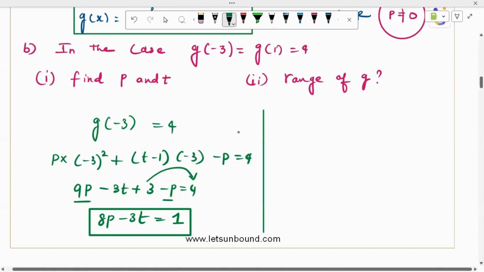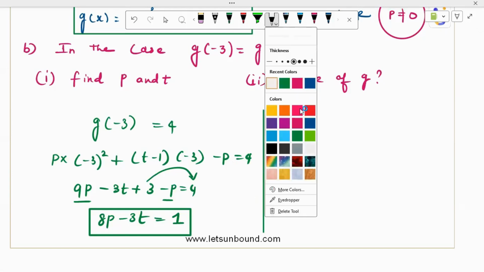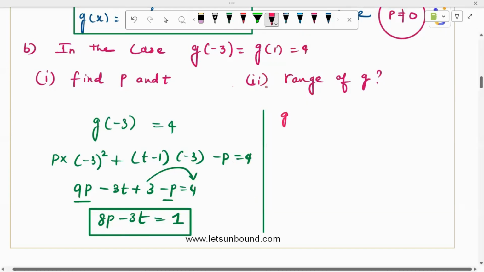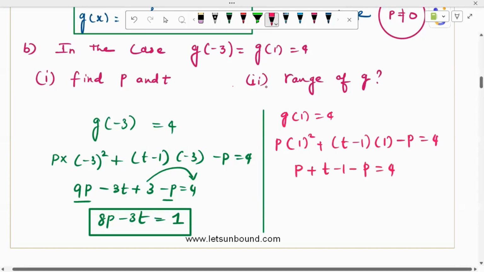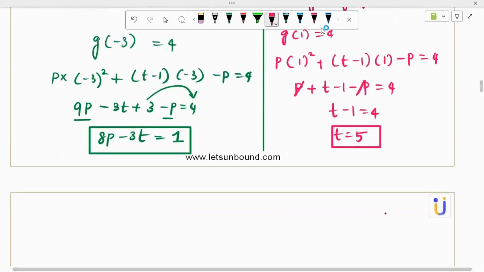Let's solve the next part. g of 1 is 4. So p times 1 squared plus (t minus 1) times 1 minus p is equal to 4. So p plus t minus 1 minus p equals 4. This gets cancelled, and now it's quite simple. t minus 1 is 4, t is 5. We got the t value. How can I find p? Yes, it's just substituting t equal to 5 over here. This is quite simple.